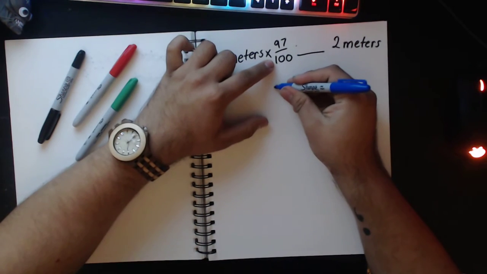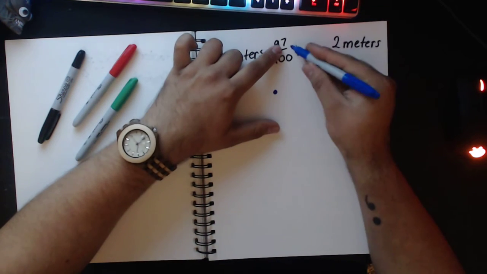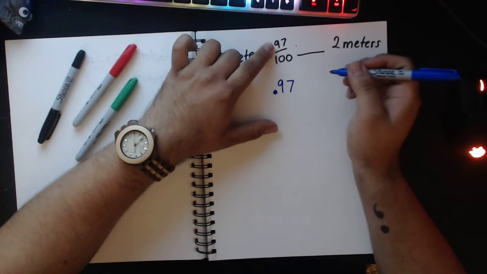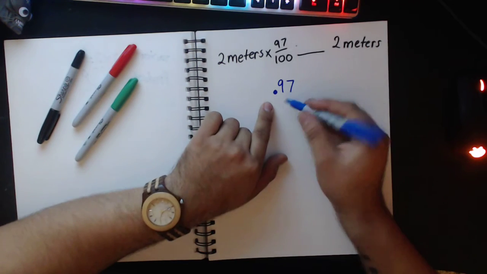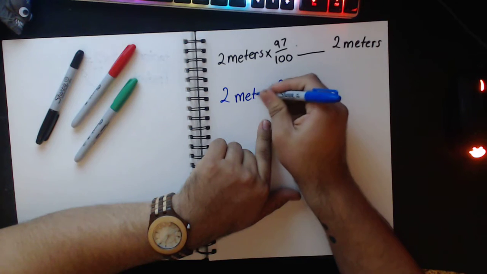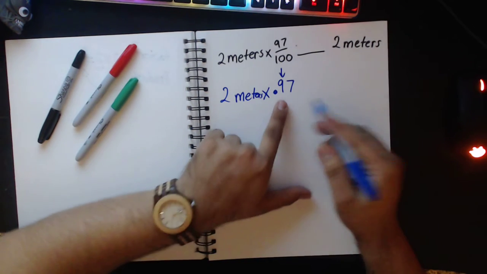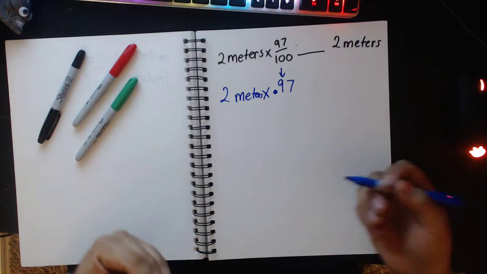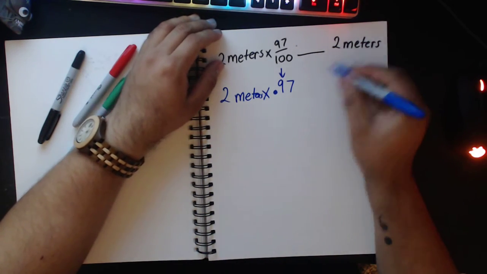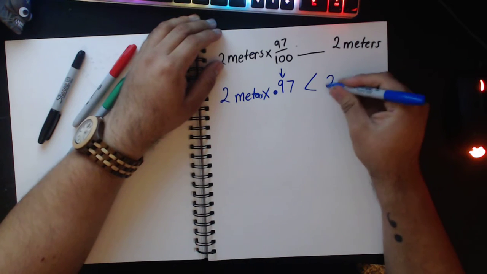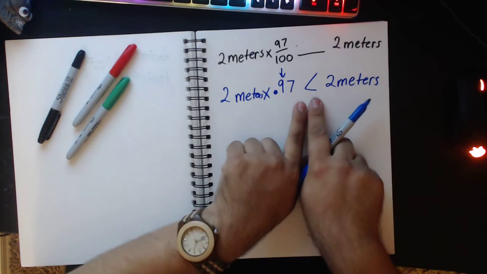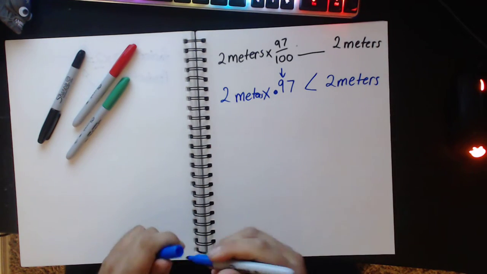As a decimal, that looks something like this. My 7 would be in the hundredths place, and my 9 would be in the tenths place. But this is saying that I'm multiplying my 2 meters by 0.97, which is not 1. It's less than 1. So my product is going to be less than 2 meters. That would be my answer. Less than 2 meters is what I'm going to get.